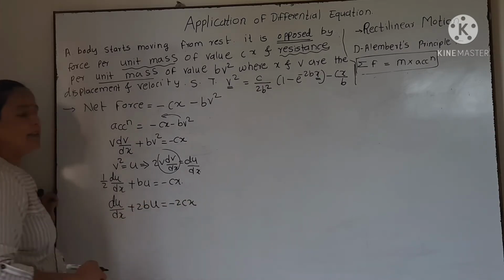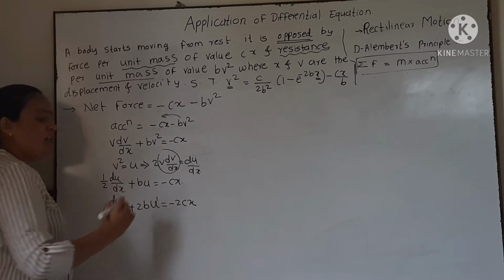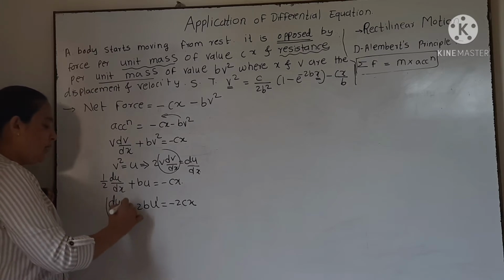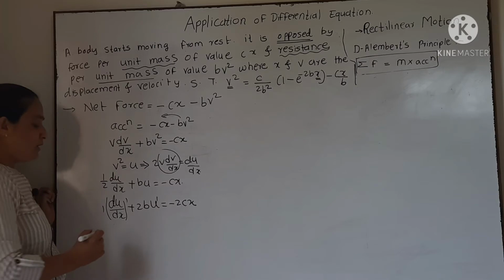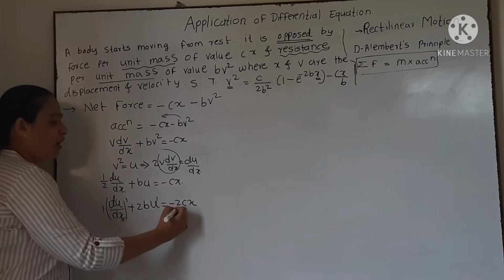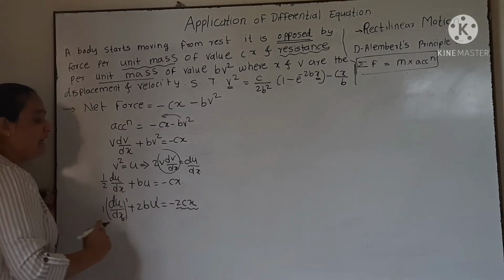Now if you observe this, this is nothing but a linear differential equation in u. See, the highest power of u is 1, the degree of du by dx is 1, the coefficient of du by dx is 1, and on the right hand side we have only the independent variable, that is x. So this is linear in u.